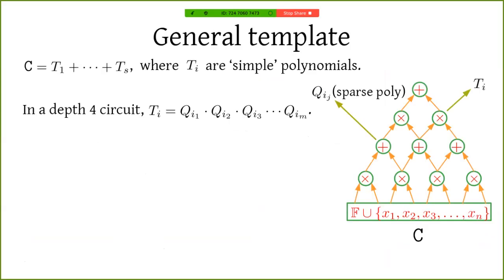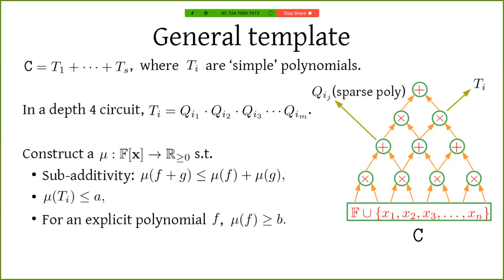Here is a general template for proving arithmetic circuit lower bounds. Let C be an arithmetic circuit for which we want to prove a lower bound. Then the first thing we do is we express C as a sum of T1 to Ts, where the Ti's are polynomials which are simple in some sense. For a depth 4 circuit, a Ti is a product of sparse polynomials Qi1 to Qim. The next thing we do is that we construct a measure mu, which is subadditive, that is for any polynomials f and g, mu of f plus g is less than or equal to mu f plus mu g.